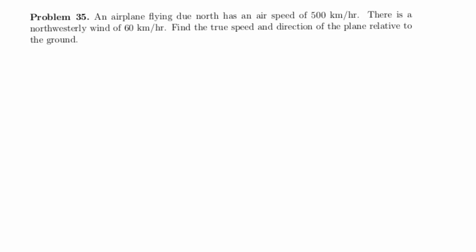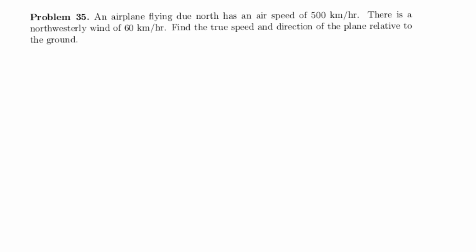So in this problem, we have an airplane flying due north with an airspeed of 500 kilometers per hour. There is also a northwesterly wind of 60 kilometers per hour. Find the true speed and direction of the plane relative to the ground.